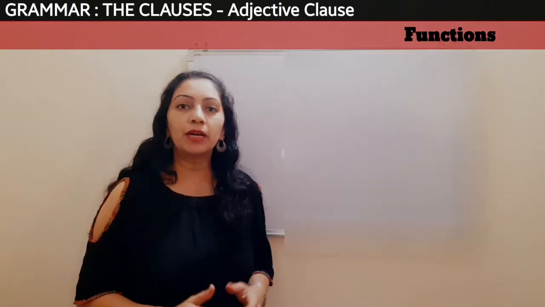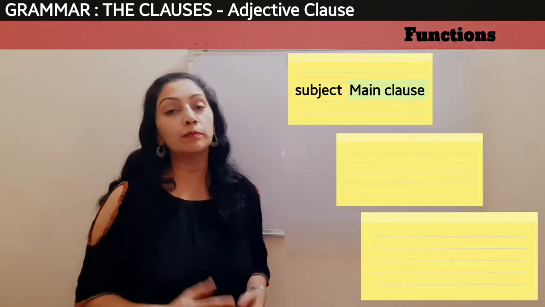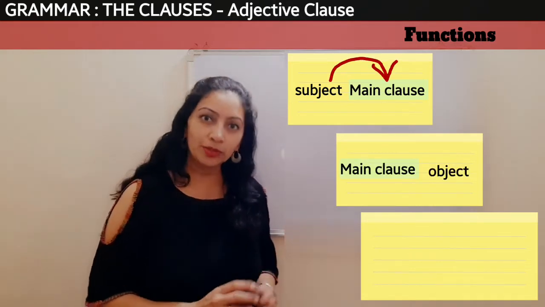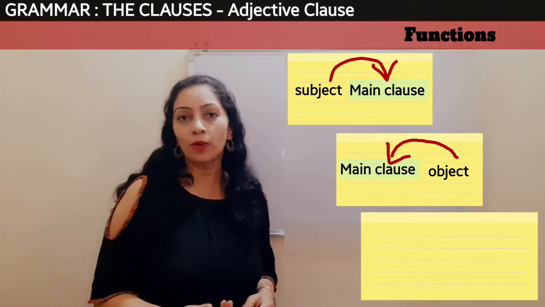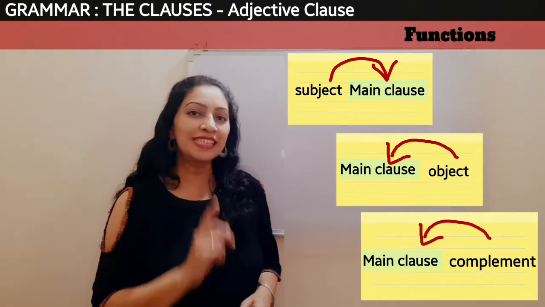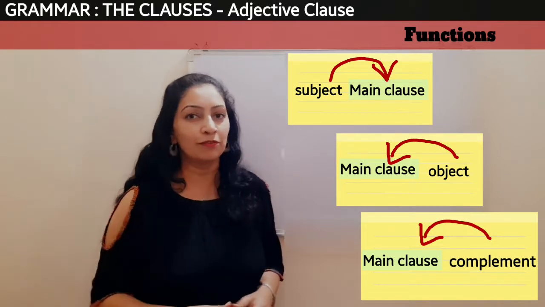Now, talking about its functions, an adjective clause may work as a subject to the principal clause, or as an object to the main clause or principal clause, or it can also work as a complement to the main clause. Now let's see one example on each of these functions.